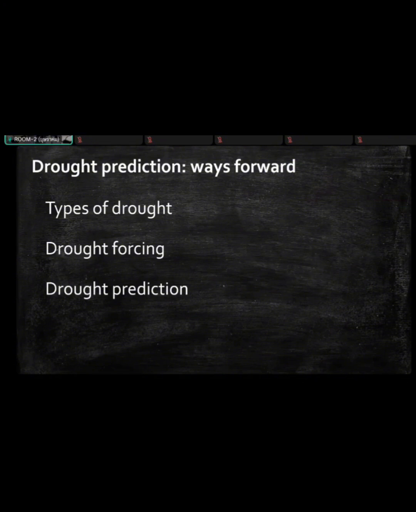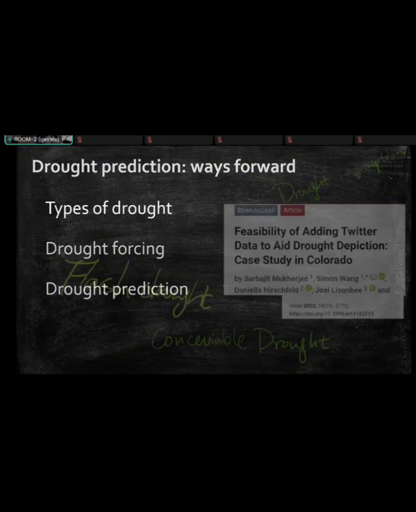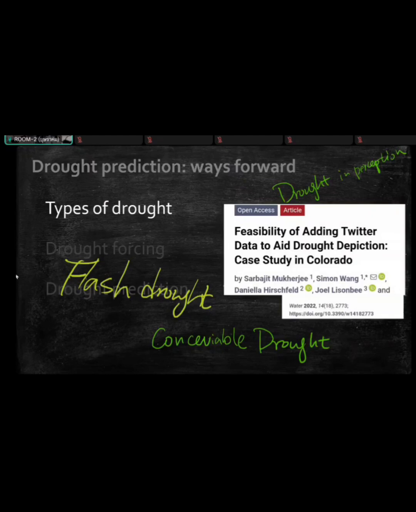We have to understand 3 things that are listed here. The first thing is the types of drought. Now, many of you understand that there are many different droughts. There are agricultural drought, meteorological drought, hydrological drought, and there is flash drought too. Flash drought is something the US has started to pay attention to only in the past 10 years.